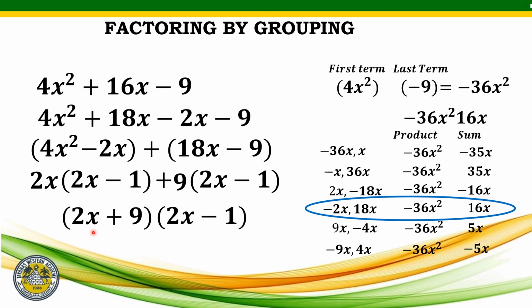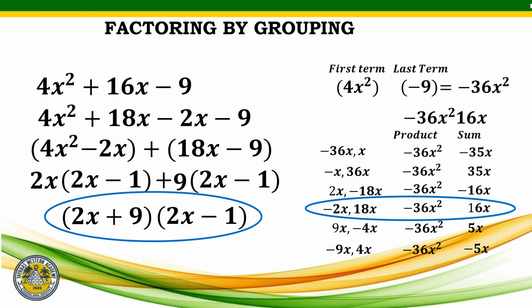So, tandaan nyo class na hindi tayo pwedeng mag-add ng merong variable sa walang variable. Ang pwede lang natin i-add are the terms na parehas or like terms. Parehas silang may variable x, parehas ang exponent, or parehas na walang variable or parehas na constant. Pero for example, ang nakuha nating number dito is 2 at 9 lang, walang x. So, pwede natin i-add yung 2 at 9. Pero dahil may variable yung isa nating term, which is 2x, hindi natin sila pwedeng i-add. So, ito na yung final answer natin. 2x plus 9 times the quantity 2x minus 1.